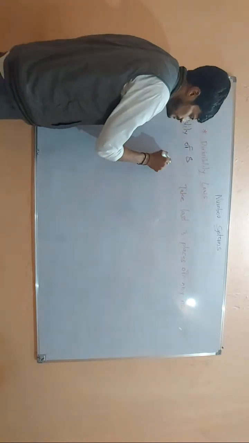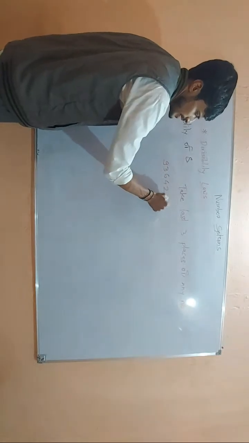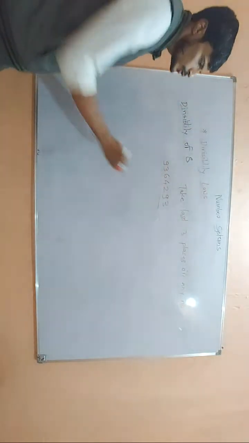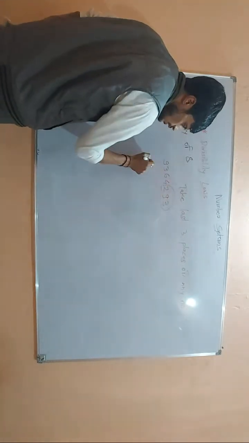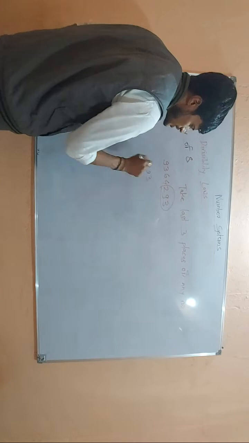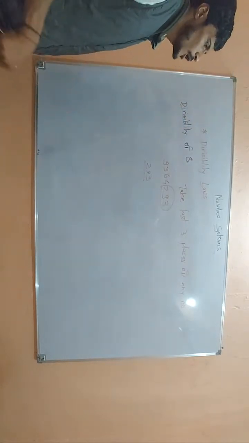So let us see here 93642, whatever the number you have taken. So what you have to do? You have to take the last 3 digits, that is 293, and check whether this 293 is divisible by 8 or not.